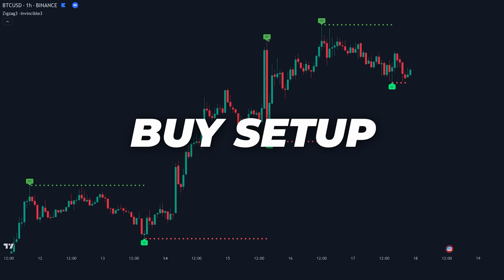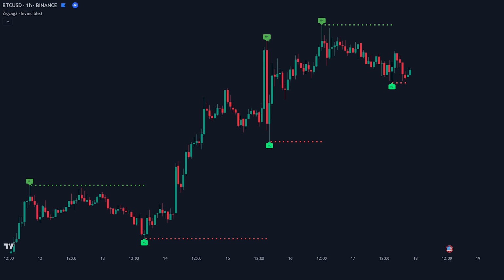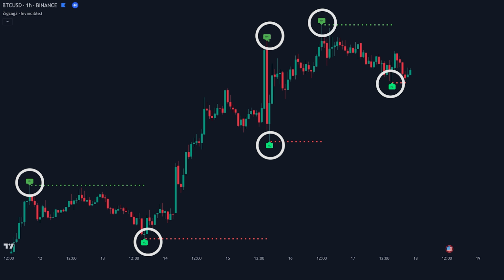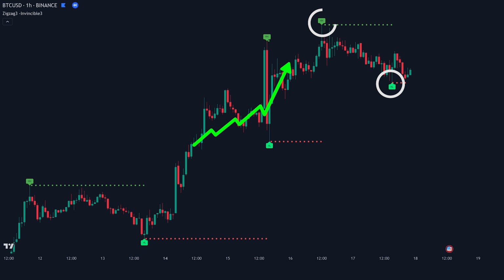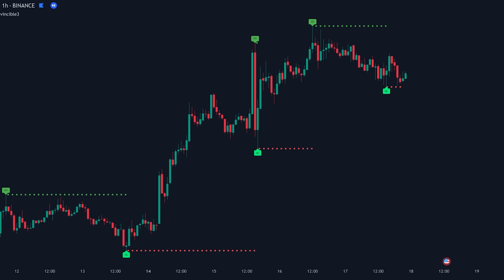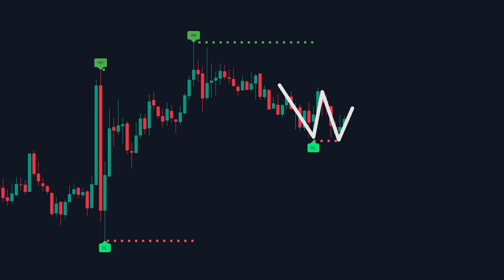Let's look at this buy trade setup on the Bitcoin chart. We notice that the price is creating higher highs and higher lows, which indicates the market is in an uptrend. The zigzag indicator automatically identifies these points, making it easy to confirm the trend. Next, the price forms a double bottom at the support level marked by the red dotted line. This is a strong signal that the support level is likely to hold.